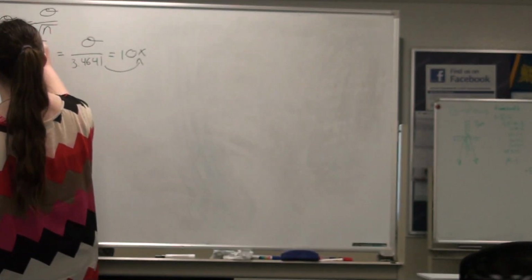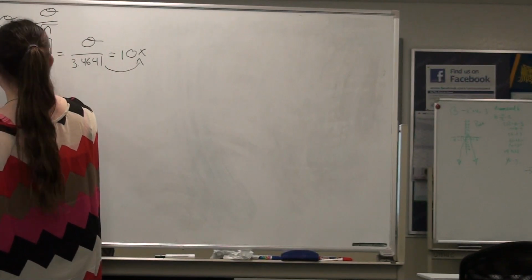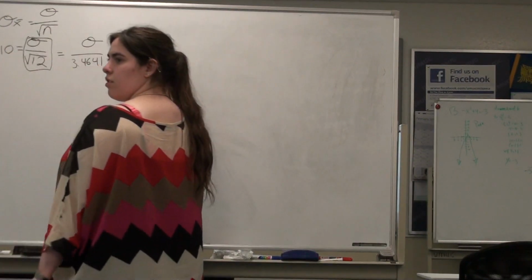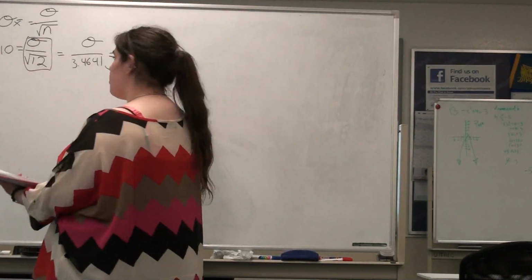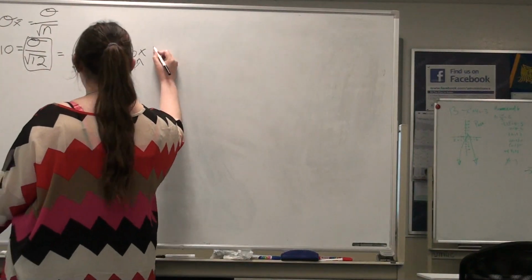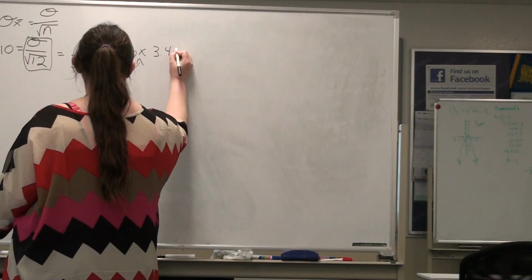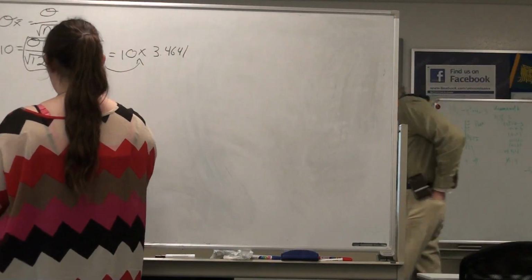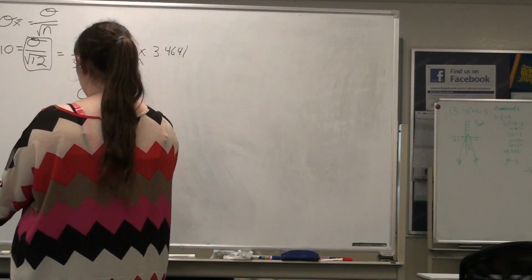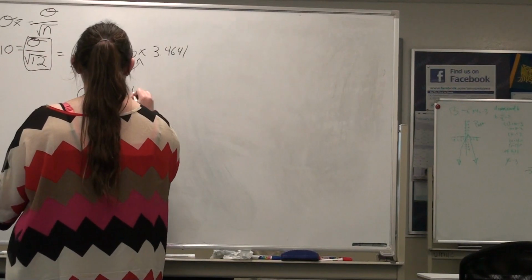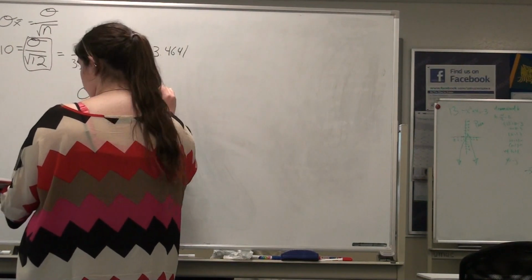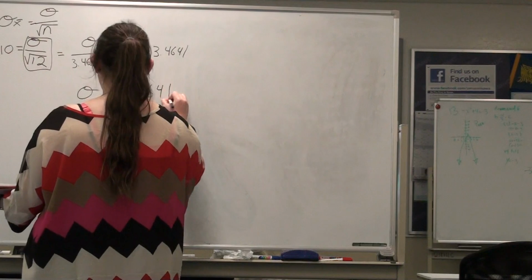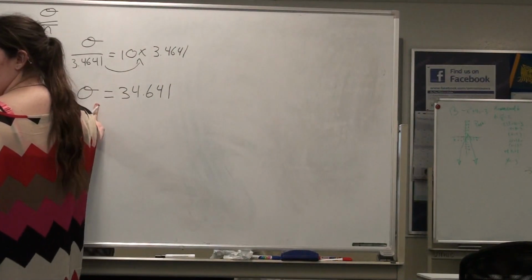What's equal to 10? This problem right here is equal to 10. She just put her 10 from there over there, instead of rewriting the problem. It's algebra from this point on. And you multiply it times 3.4641. And then that'll give you the sigma that you're looking for, which is 34.641.